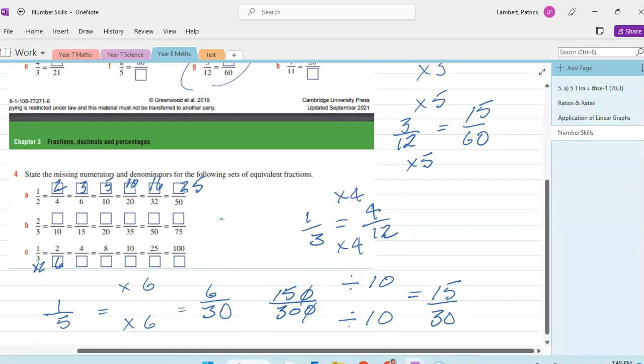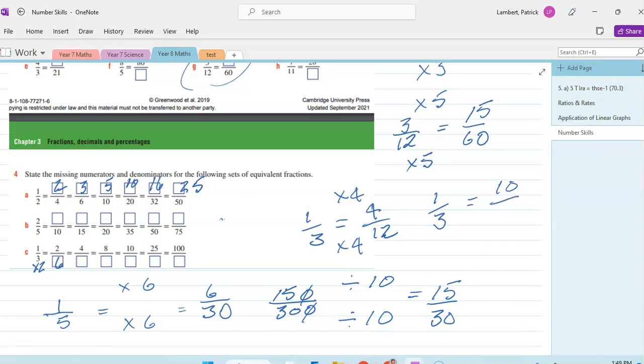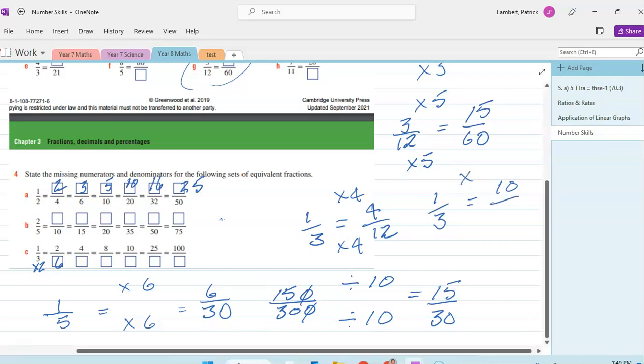Oops, 1 on 3, 10 over something. 1 on 3 equals 10 over something. So we've multiplied that by 10. So you've got to multiply the bottom line by 10, whatever you do to the top line, do the bottom line, and that's 10 over 30.